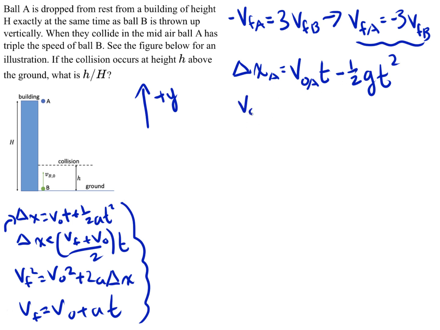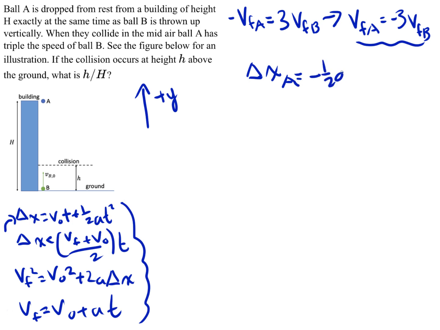And the initial velocity of A is equal to 0 because it is dropped from rest. So if I get rid of all of that, this whole part of the equation can be neglected. So the displacement of ball A is simply going to be equal to minus 1/2 gt squared.